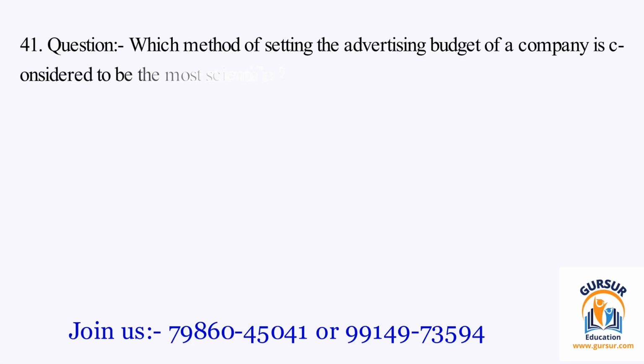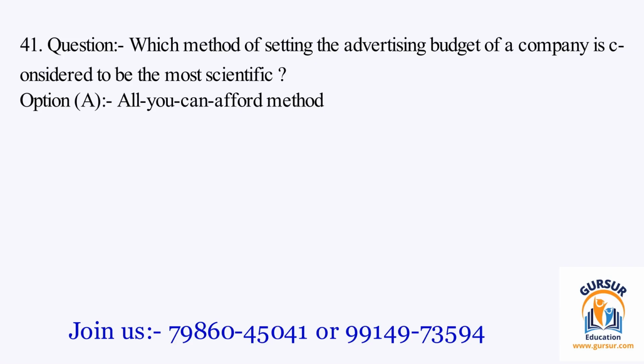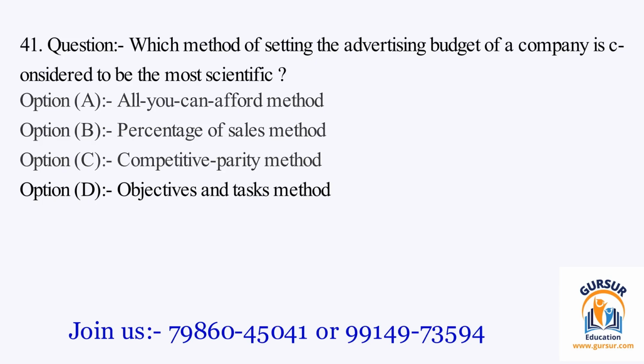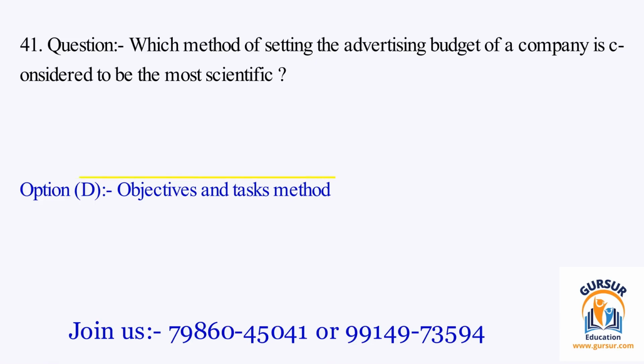Question number 41. Which method of setting the advertising budget of a company is considered to be the most scientific? The option A is all you can afford method. The option B is percentage of sales method. The option C is competitive parity method. The option D is objectives and tasks method. The right answer of the question is option D, and that is objectives and tasks method.